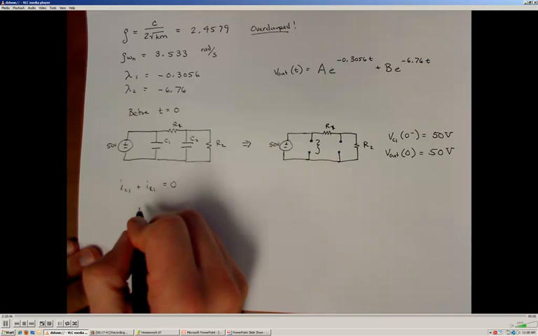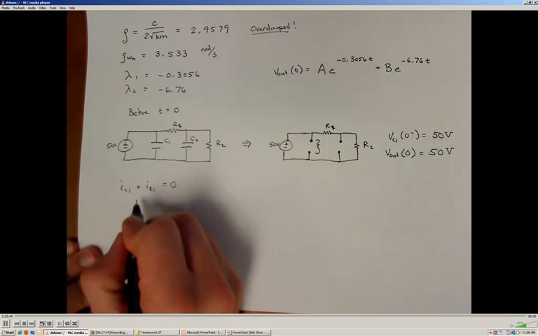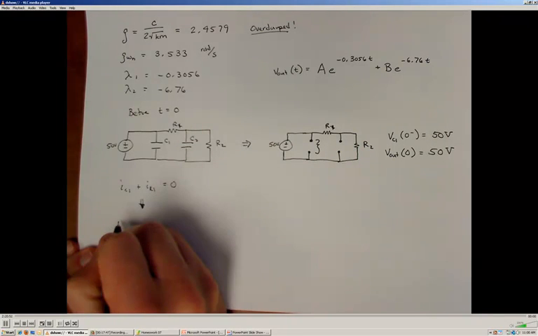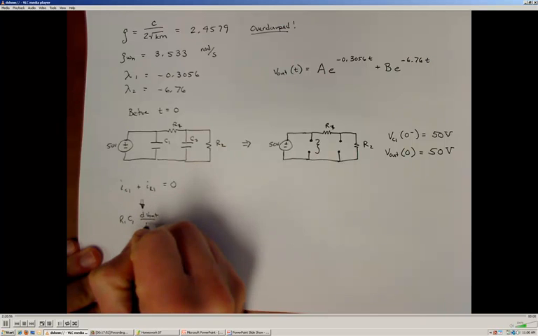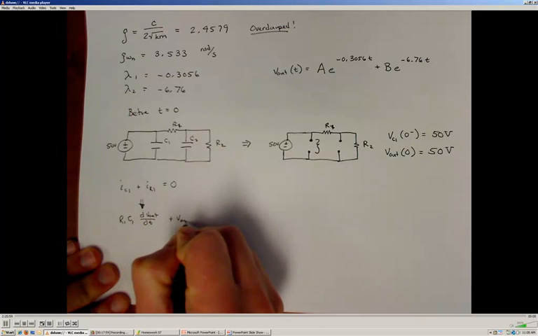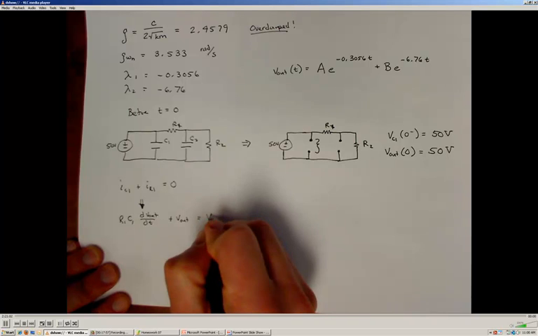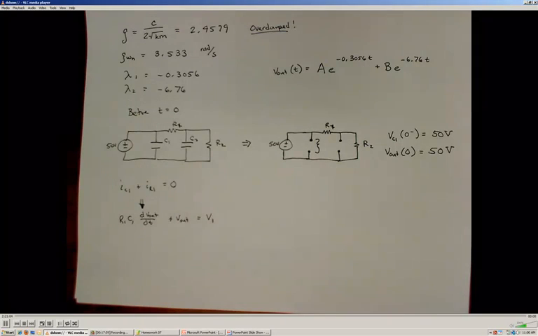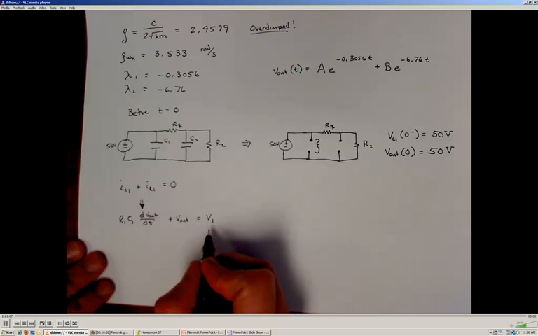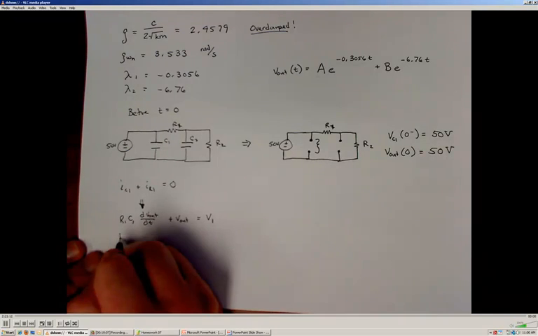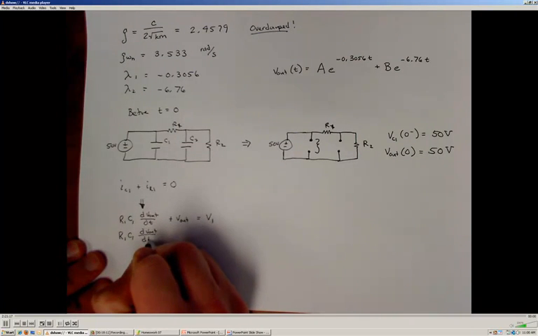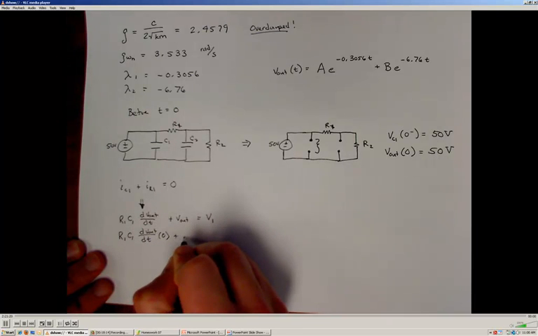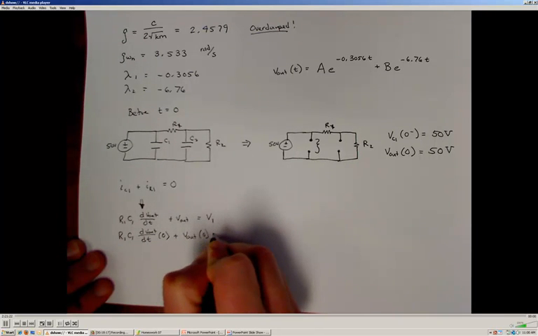Alright. Then from that we developed our first order differential equation, which said that R1C1 times dVout/dt plus Vout had to be equal to V1. This has to apply at time equal to 0, the instant right after the switch opens. So we can also say that R1C1 dVout/dt, right after that switch is opened at time 0, this has to be true.